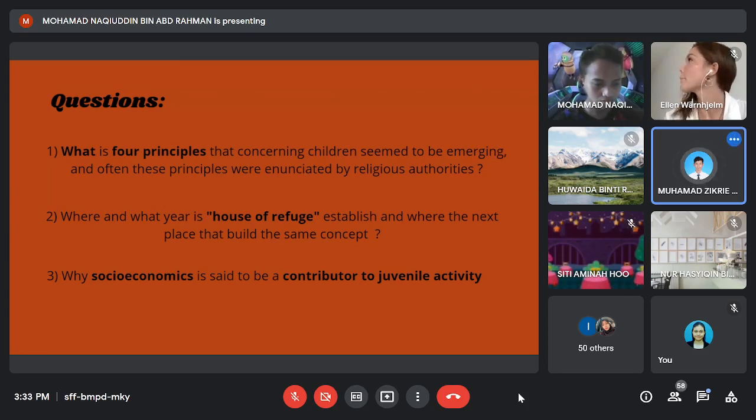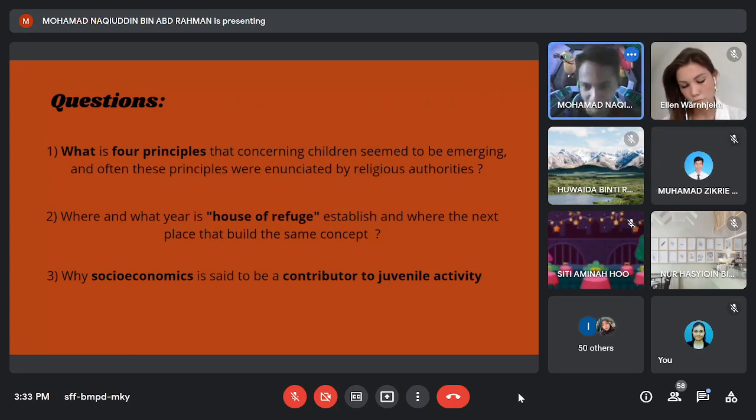Yang keempat dan yang terakhir, pemakaian yang elok ataupun yang beretika lah, orang kata senang kan, dan penggunaan bahasa juga yang elok perlu diterapkan kepada kanak-kanak ini. Yes, true. That answer is true. So next we move on to the second question. Where and in what year was the House of Refuge established, and where was the next place that built the same concept?